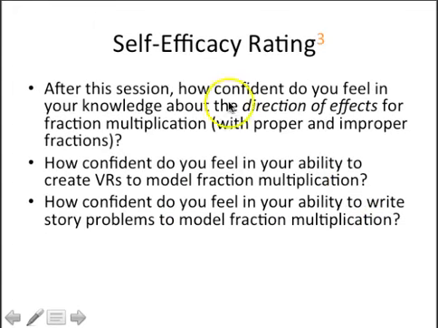As we close up, please go to number 3 on your guided notes page, and rate how confident you feel in your knowledge about the direction of effects for multiplication of fractions, and how confident you feel creating visual representations and story problems to model fraction multiplication.